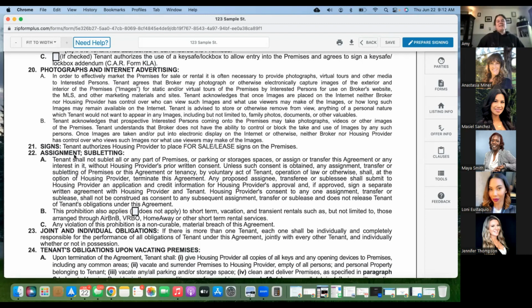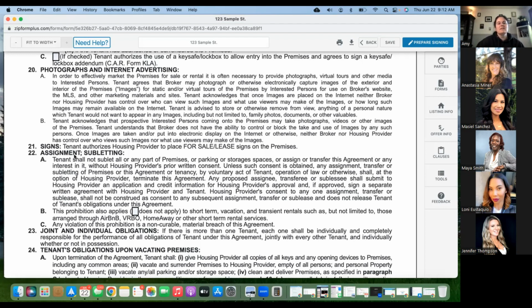All right, section 21 is signs. Tenant authorizes housing provider to place for sale or lease signs on the premise. Section 22 is assignment or subletting. Tenant shall not sublet all or any part of the premise or parking or storage areas, or assign or transfer this agreement or any interest in it without housing provider's prior written consent, unless such consent is obtained.